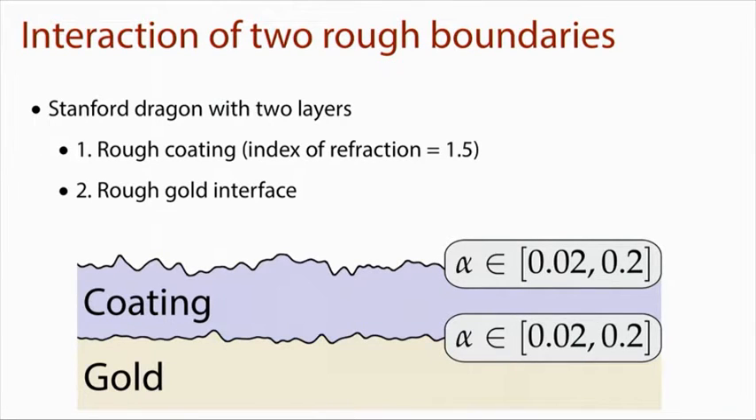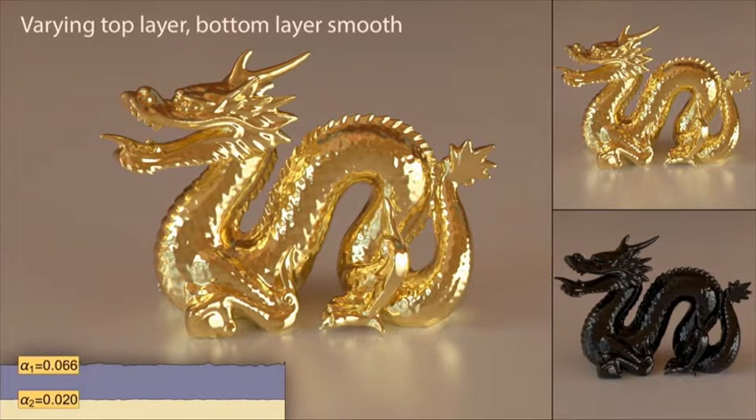Now I'll show some example videos of the same rough gold dragon with the clear coating. And what I'll do is I'll have two layers, the coating and the gold, and both of these have a roughness parameter. And so now what we can do is to tweak these roughness parameters independently of one another. So here's what that looks like. On the left is the combination of those two layers, and on the right are the layers rendered individually. And here you can also see a structural description of what's happening here.